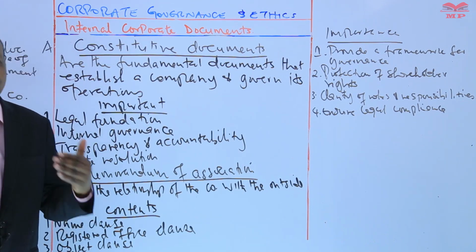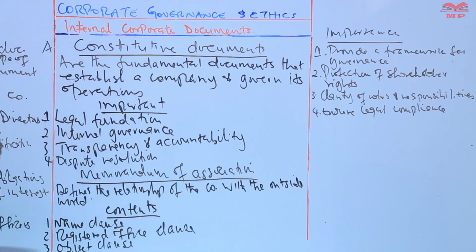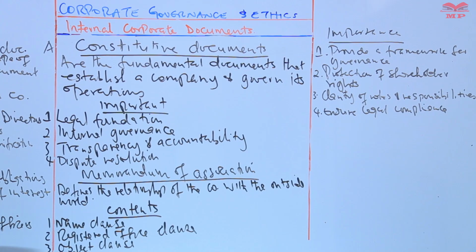And one may ask then, what's the difference between bylaws and articles of association? Because we say that both help in the internal management administration of the organization. Now, to answer that question, candidates, while bylaws and articles of association both serve as foundational documents, or constitutive documents, they have distinct purposes and levels of detail.